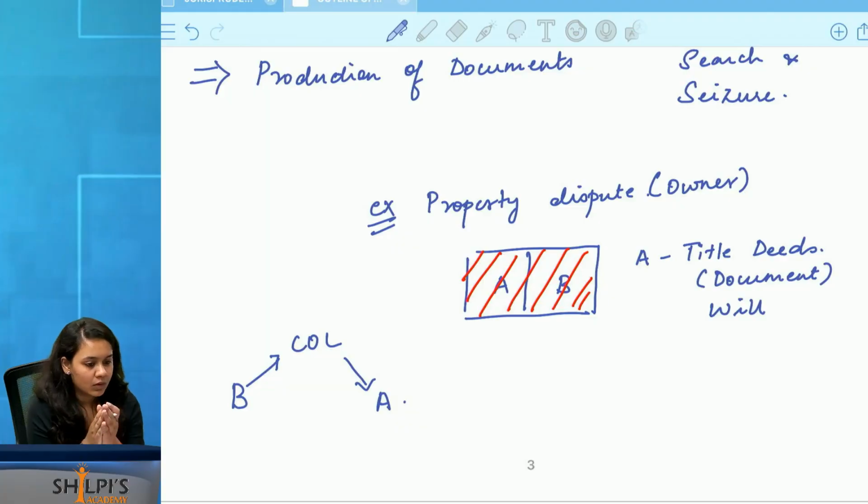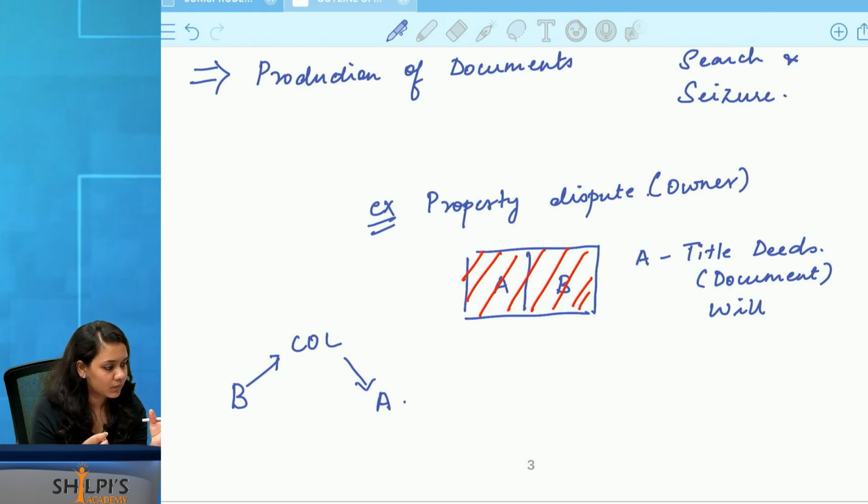Fine. Fair. B approaches the court of law and he calls A to the court saying that this is my fair share in property. I want the court to declare that I am also half the owner. But for this, what does B need? He needs evidence.